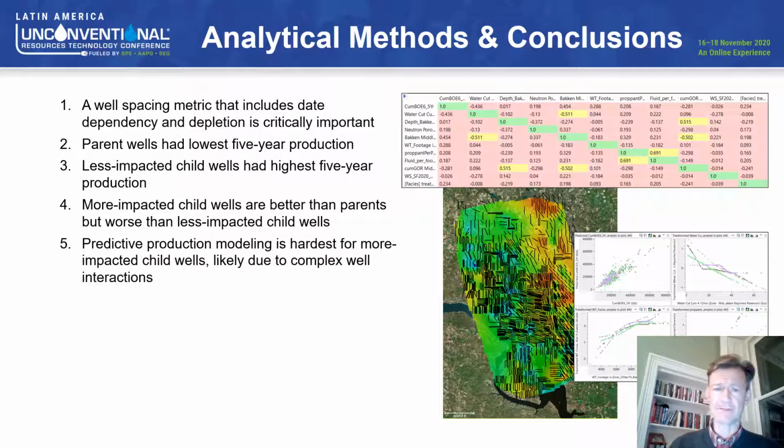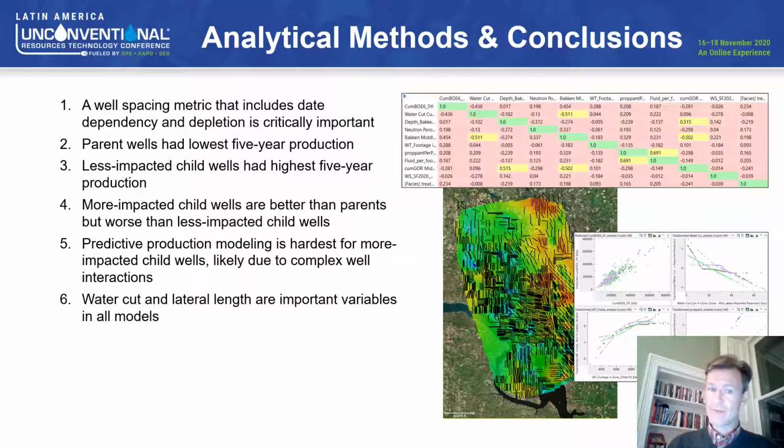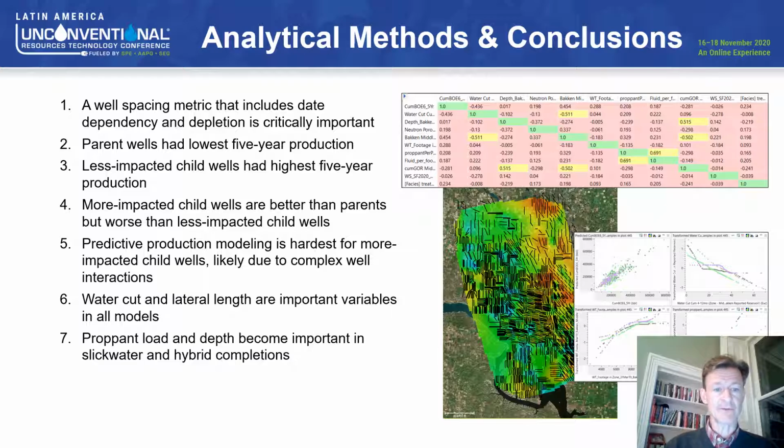They drilled into a very depleted reservoir. The predictive production modeling that I did here is easier for the early stage wells when the reservoir is not such a mess, and it's difficult for the more impacted, later stage child wells. But in all the models, water cut and lateral length are really strong, really impactful variables. These multivariate nonlinear models that we build don't have parametric equations. The variables don't have weights because their weights change based on what the other variables are doing. But throughout the modeling, water cut and lateral length are very important variables.